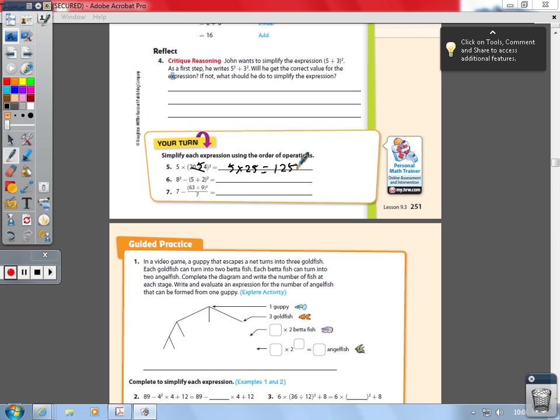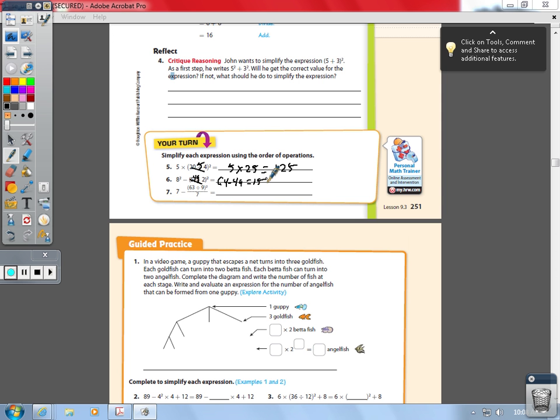Okay, in the next example, we have 8 squared minus, in parentheses, 5 plus 2, squared. So we're going to do 5 plus 2 in parentheses. 5 plus 2 is 7. 7 squared equals 49. 8 squared minus 49. 8 times 8 is 64. Minus 49 equals 15.